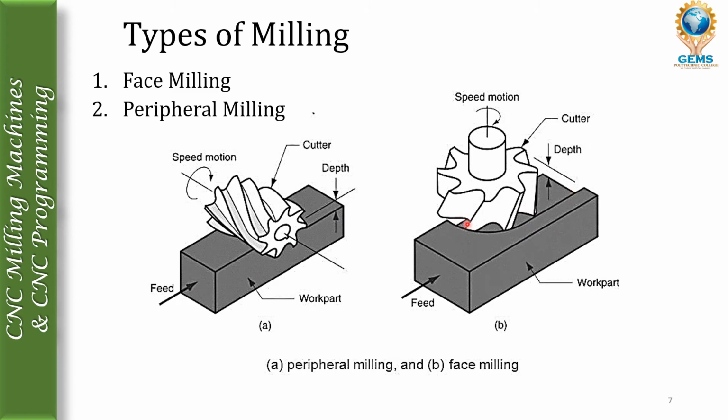So this is called face milling, and this is peripheral milling. You can see in peripheral milling, the tool axis and the workpiece axis are parallel to each other. But in face milling, the tool axis and the workpiece axis are perpendicular to each other.